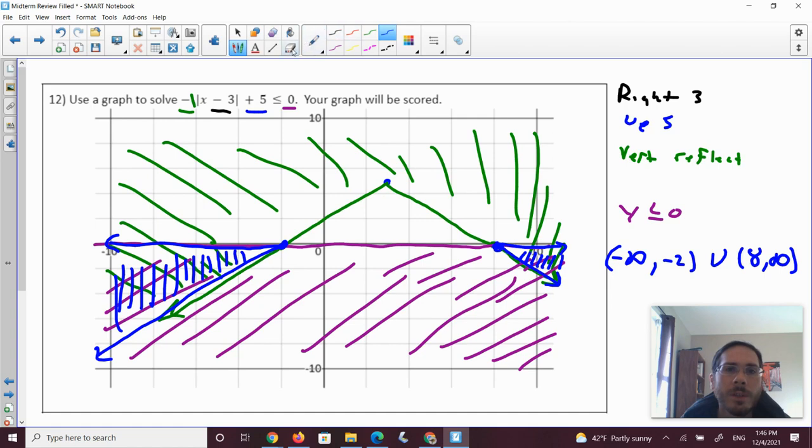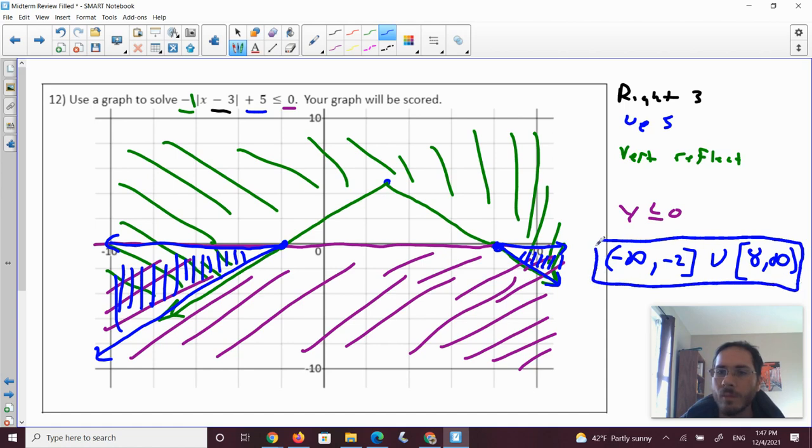Oops, these are actually going to be solid dots because we do have solid lines. So solid lines means instead of parentheses here, we do get to use the closed brackets. Remember, infinity and negative infinity are always going to get open parentheses because that's not actually a number you can reach. So that's the answer. This is the answer for number 12. So again, a couple parts. The graph itself needs to be correct to be scored, and then also you need to have the correct answer over here.